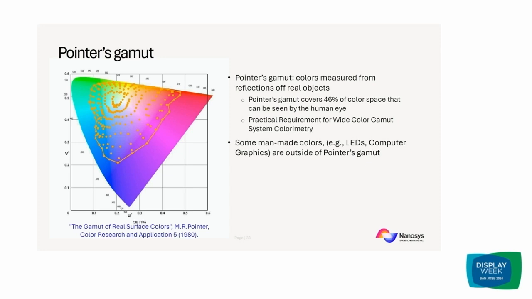There are colors that fall outside of Pointer's gamut. So Pointer's gamut here is measured, these yellow dots of those actual measurements. There are colors you can see that fall on the outside of this. Humans can see them. You'll see things like light coming from particular LEDs or color graphics, and those are outside of Pointer's gamut. So it's not necessarily part of recreating typical real-world colors that are out there, but it is something that some displays would like to demonstrate in the future.